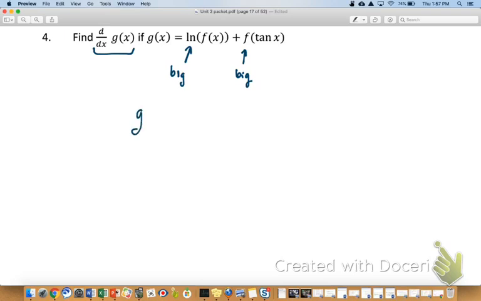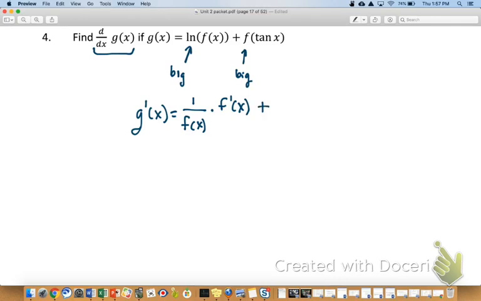So, as I go to try to find g prime of x for that first term, you guys remember what the derivative of ln of something is? 1 over something, right? So we're going to make this 1 over f of x. But then we've got to multiply by the derivative of the little box. What's the derivative of f? f prime. Yep. So it'd be 1 over f of x times f prime of x.